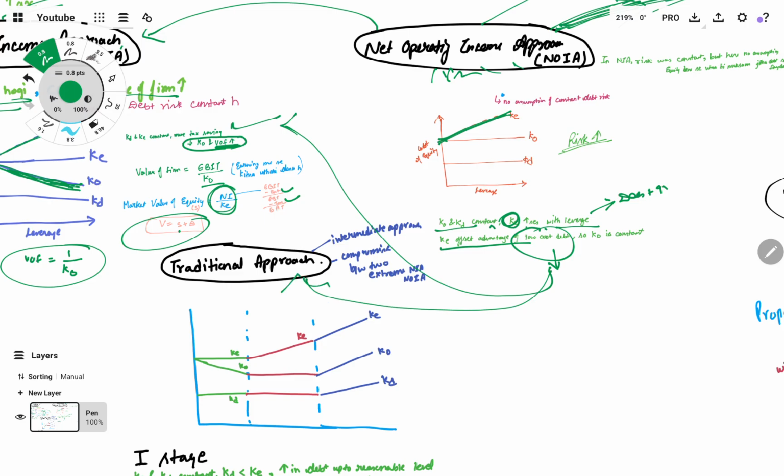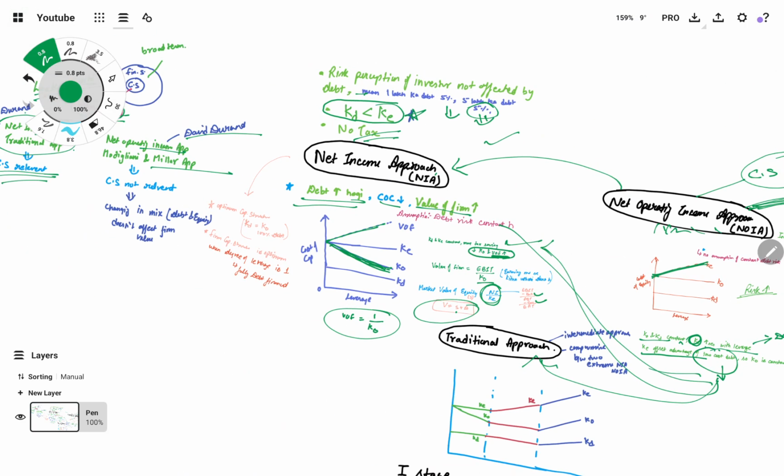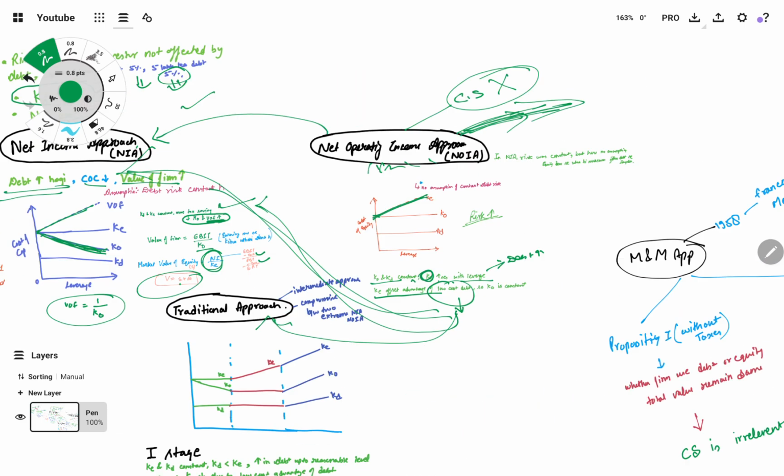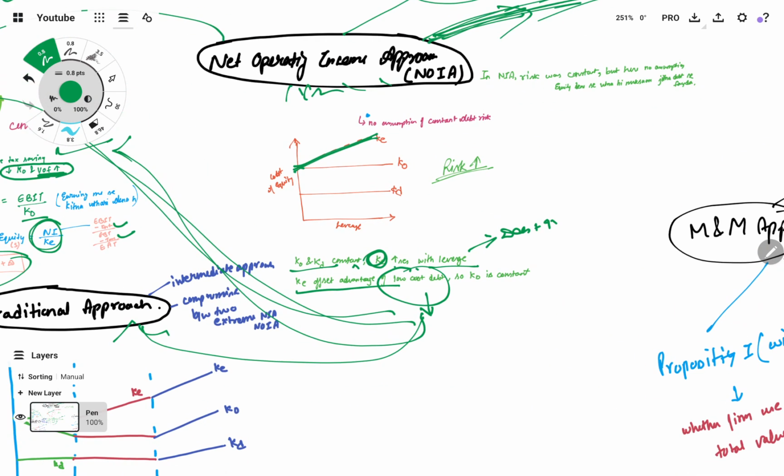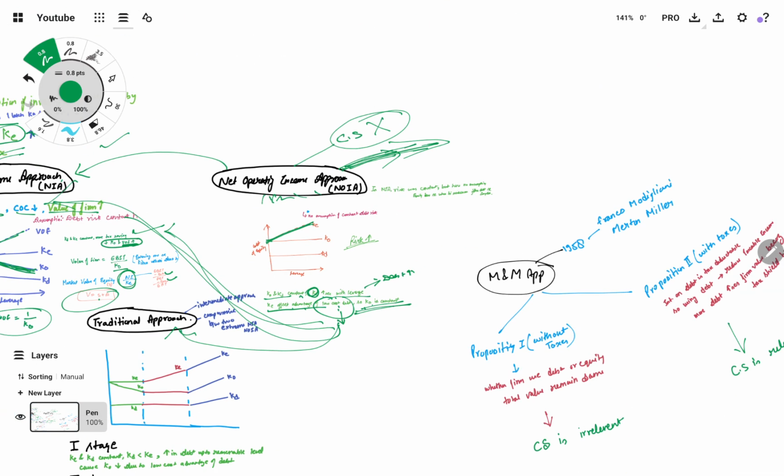So here in the net income approach we were taking the assumption of low, cheap debt, but here the cost of equity is offsetting this advantage. So here the overall cost of capital is constant. Okay, so I think we have completed it.